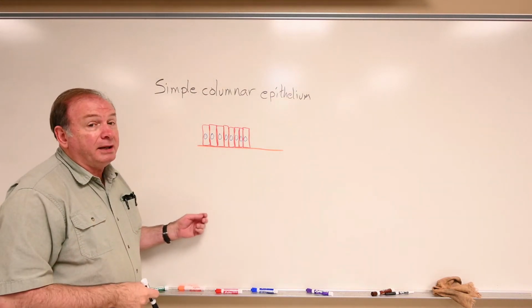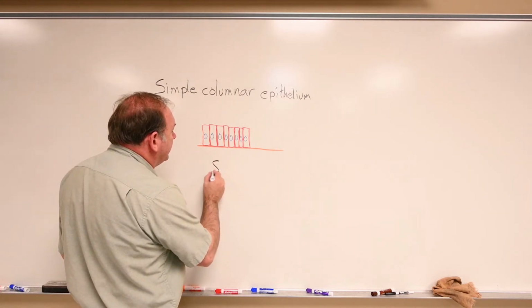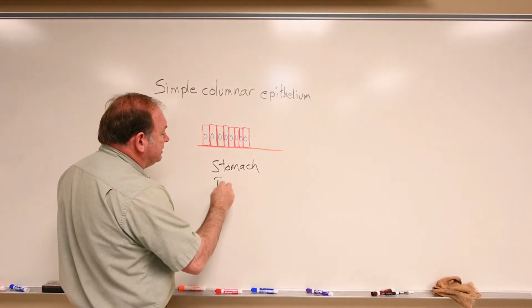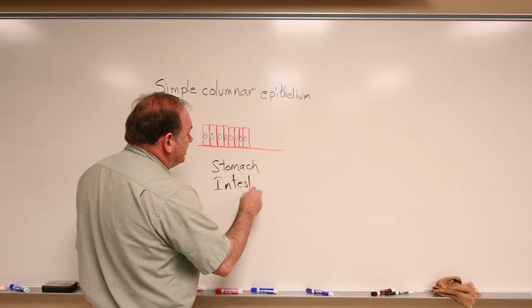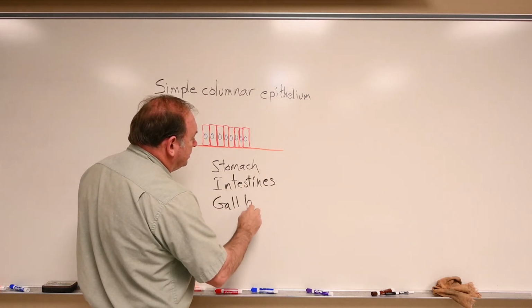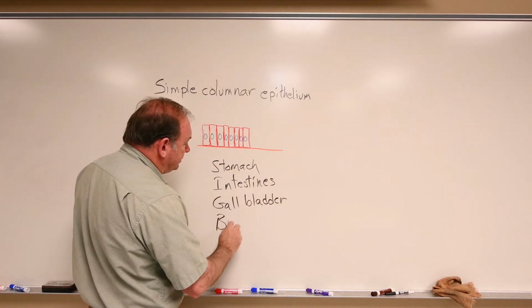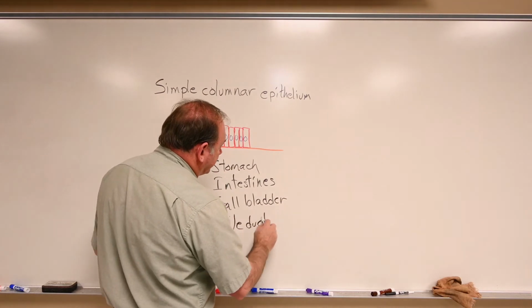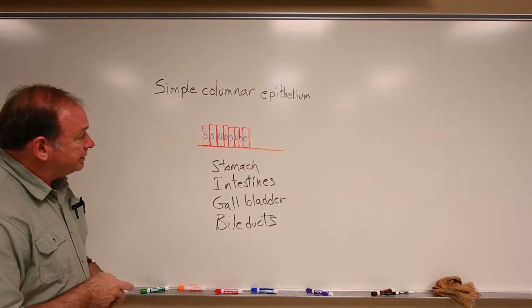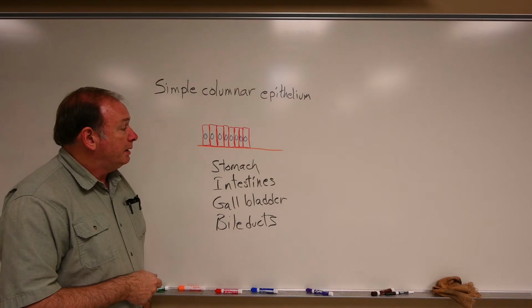Places where you would find simple columnar epithelium include your stomach lining, all of your intestines, your gallbladder, bile ducts. Those are some of the places where you're going to see a simple columnar epithelium. There may be some other places as well, but that's a good list. Simple columnar epithelium.